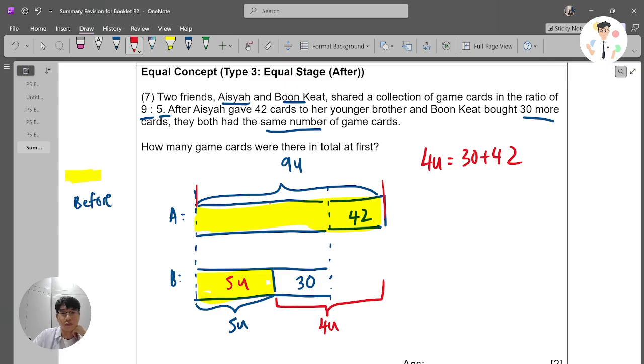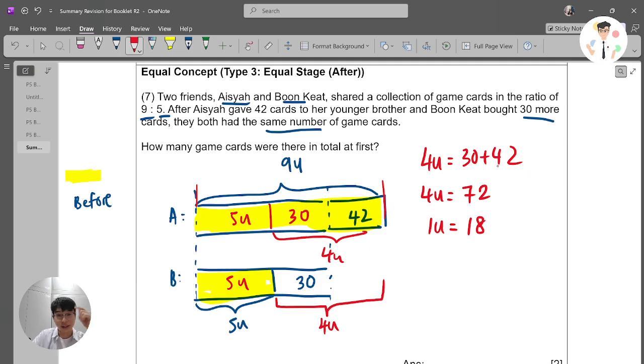Of course, some of you might be confused, so you want to draw like this, 5 units, 30. That also works, then here will be 4 units, which is exactly the same. Okay, so 4 units is equal to 72. If 4 units is 72, 1 unit is equal to 18. Clear? Now, this is the interesting part, right? The question now asks, how many game cards were there in total at first? Which is the yellow highlighted part.